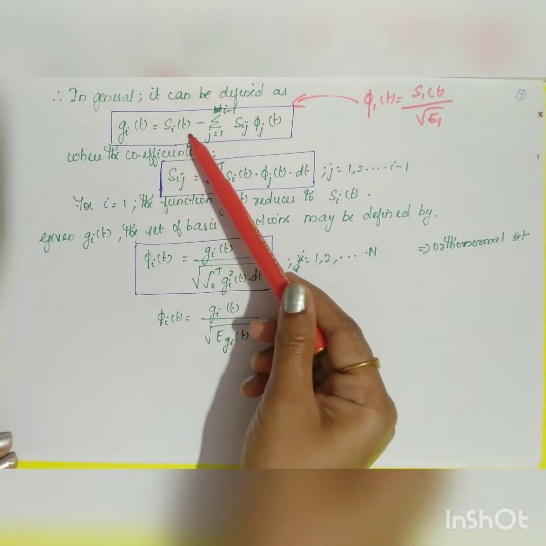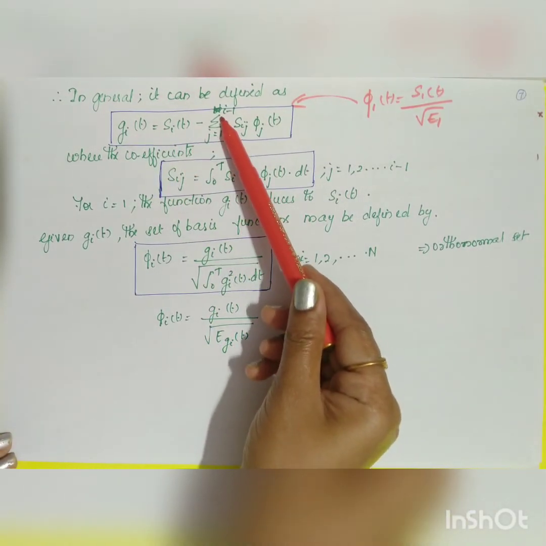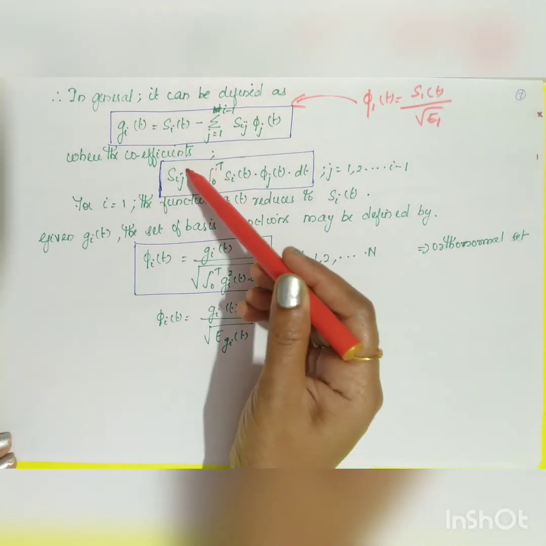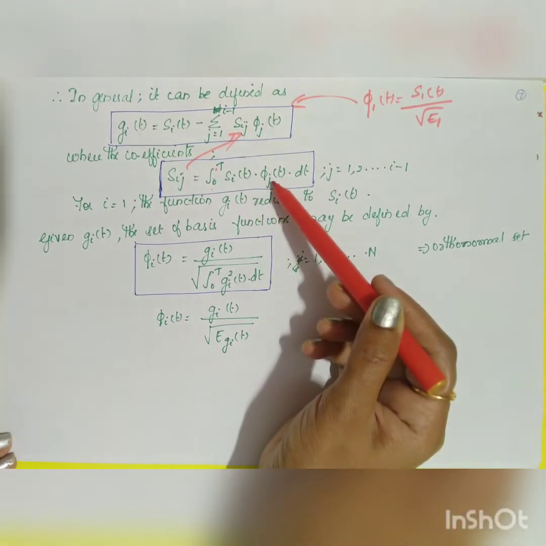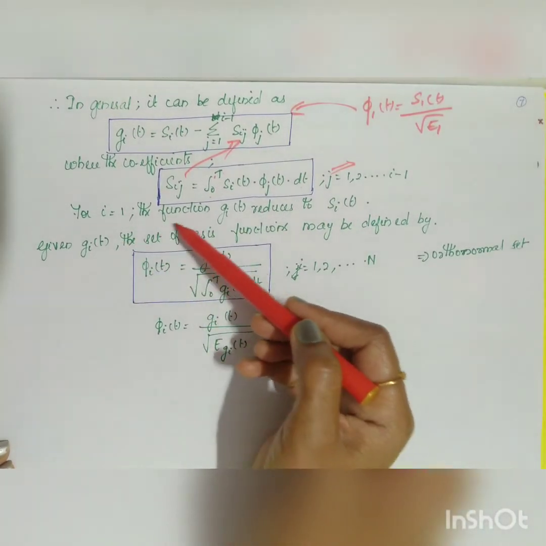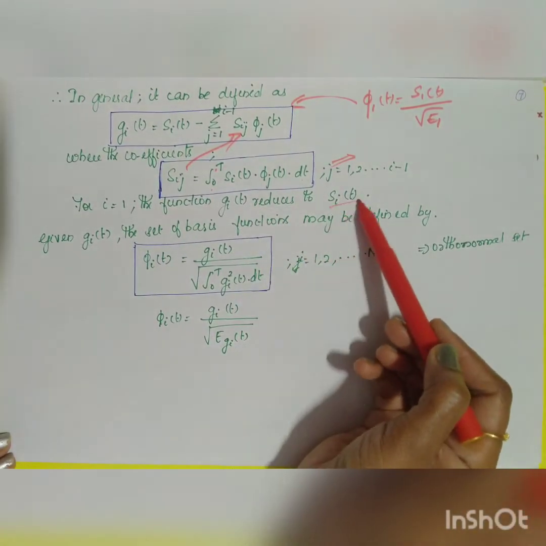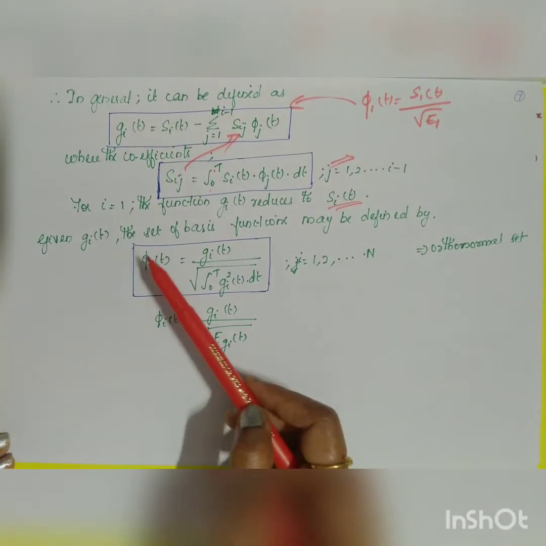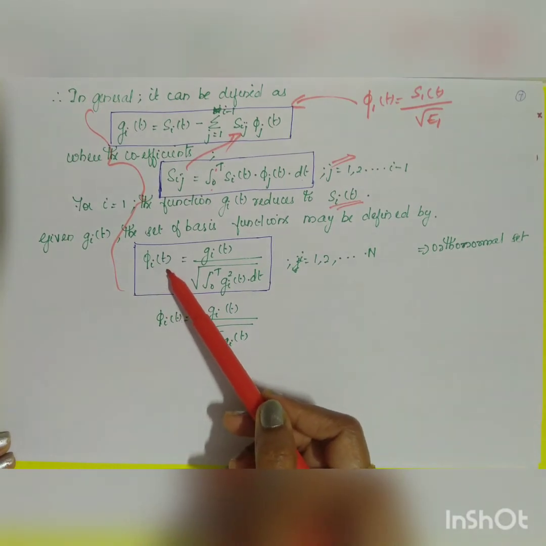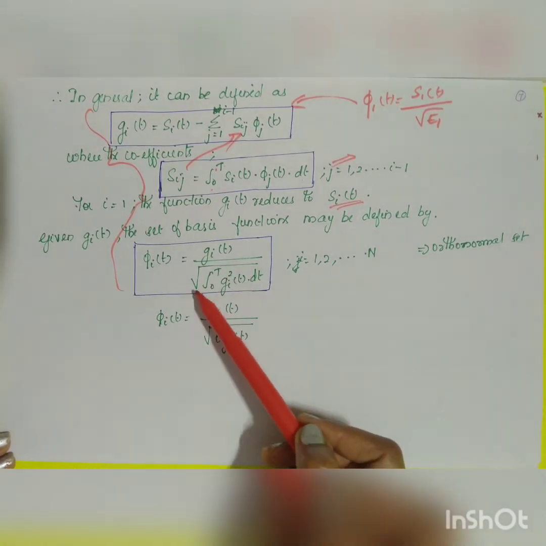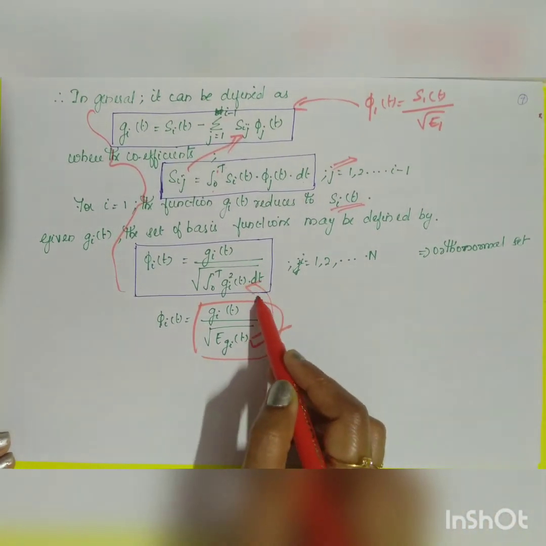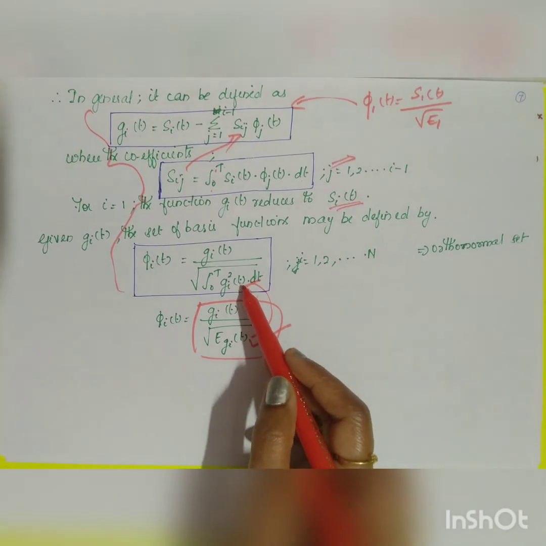And for the second basis function, you are going for your intermediate term. Gi of t is equal to Si of t minus the summation j equal to 1 to i minus 1 of Sij into phi j of t, where the coefficient Sij is equal to the integral from 0 to T of Si of t into phi j of t dt, which we have seen in your geometric representation. For i equal to 1, the function Gi of t reduces to Si of t. Now, these are the three important formulas you are going to use. Therefore, phi i of t is equal to Gi of t divided by root of E g i, where E g i is the integral from 0 to T of Gi squared of t dt.